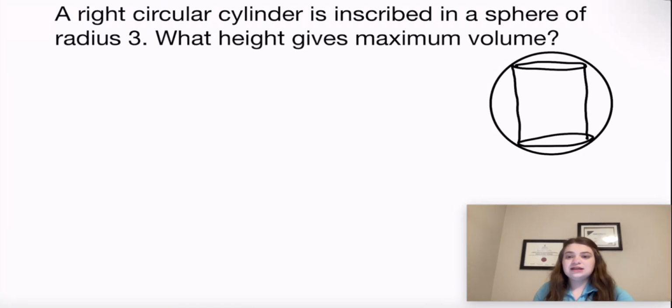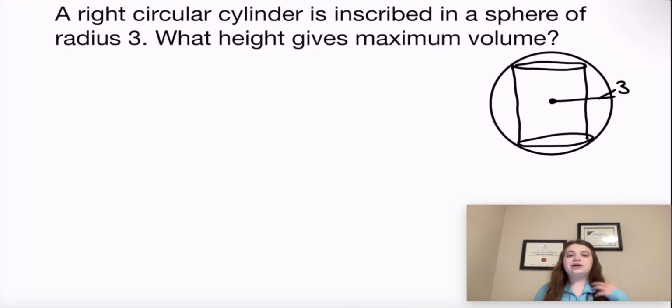Now, when they say the radius is 3, they're implying the radius of the sphere is 3. So that means that the distance from the very middle to the edge is 3. And they're wondering which height gives maximum volume.